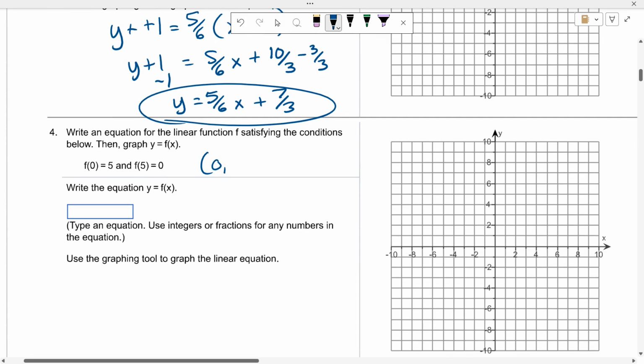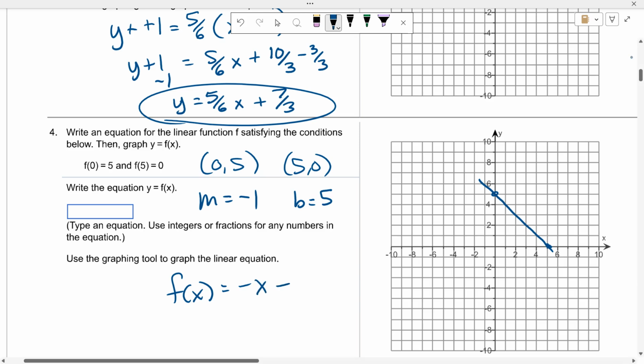We have the points 0, 5 and 5, 0, which makes writing a function really easy. 0, 5, 5, 0. What's the slope of this line? Not 1, but -1. What's your y-intercept? 5. So f of x equals -x plus 5. There's your function. Easy peasy lemon squeezy.